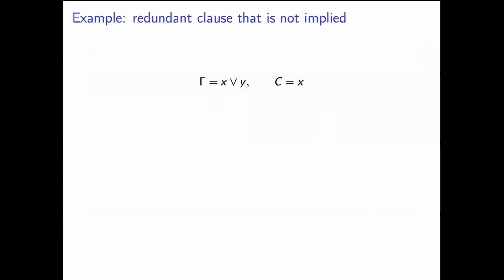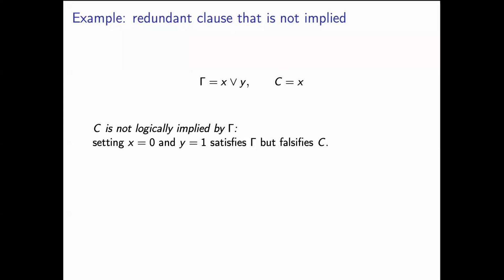So this is a very trivial example of a redundant clause that is not implied. You have this formula of a single clause, X or Y, and you want to say, well, you haven't told me anything else about X and Y, so I might as well just assume that this disjunction is satisfied by setting X to 1 instead of Y. Okay, so this is clearly not implied. You can just see by inspection, if you set X to 0 and Y to 1, well, this disjunction is satisfied, but this C is false. So you're not necessarily in this case.